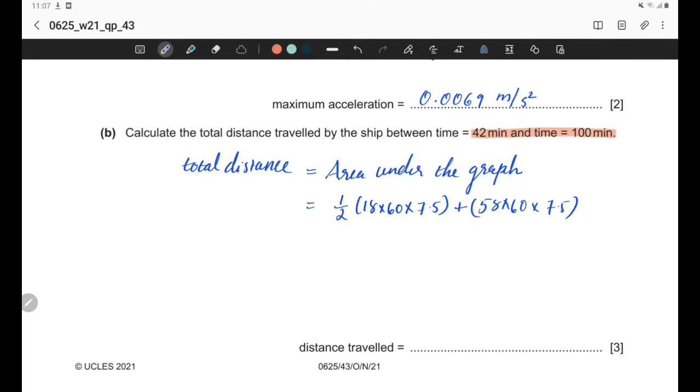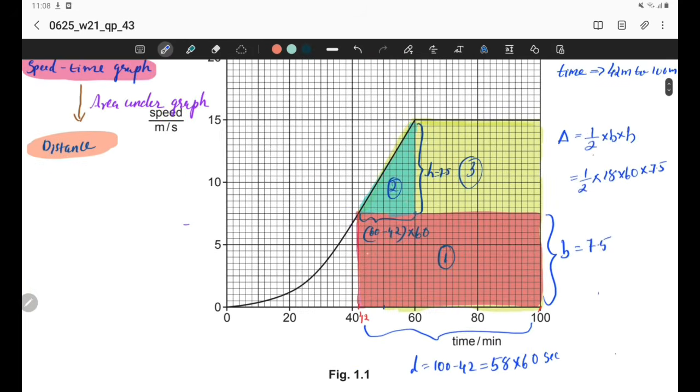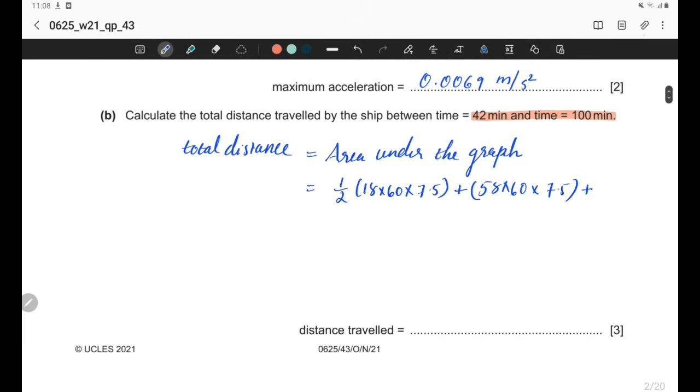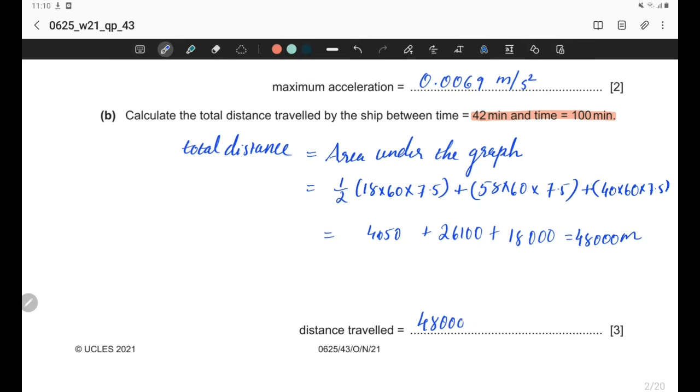This is the area of one rectangle, and then the area of the green shaded rectangle, where length is 100 minus 60, that is 40. When we convert into seconds, 60 times 60, so that is the length, and breadth is 7.5. So we will get 40 times 60 times 7.5, and we will get the answer 48,000 meter. So in two significant figures we can write 48,000 meter, or 48 kilometer is also a correct answer.